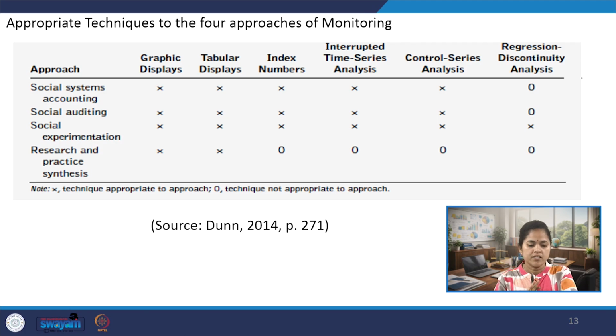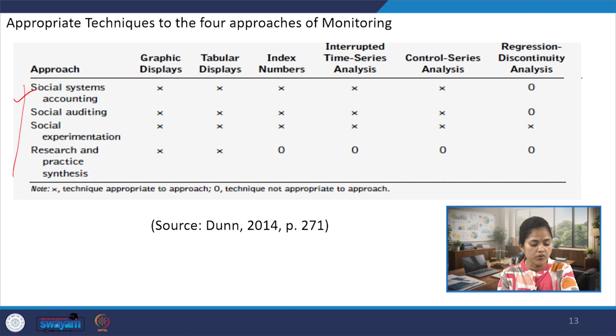Based on this understanding of the sources of information for research and practice synthesis, we are now in a position to think about the appropriate techniques for all four approaches of monitoring that we discussed. In the last lecture we discussed two approaches to policy monitoring, and in today's lecture we are discussing another two. The four approaches are social system accounting, social auditing, social experimentation, and research and practice synthesis. The question is what would be the appropriate techniques for these four approaches. If you are monitoring a particular scheme, policy, task or project, which approach or techniques would you adhere to?